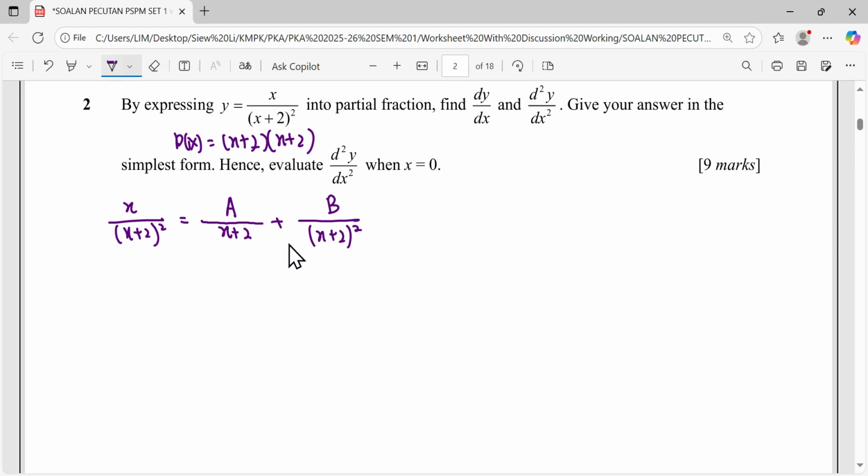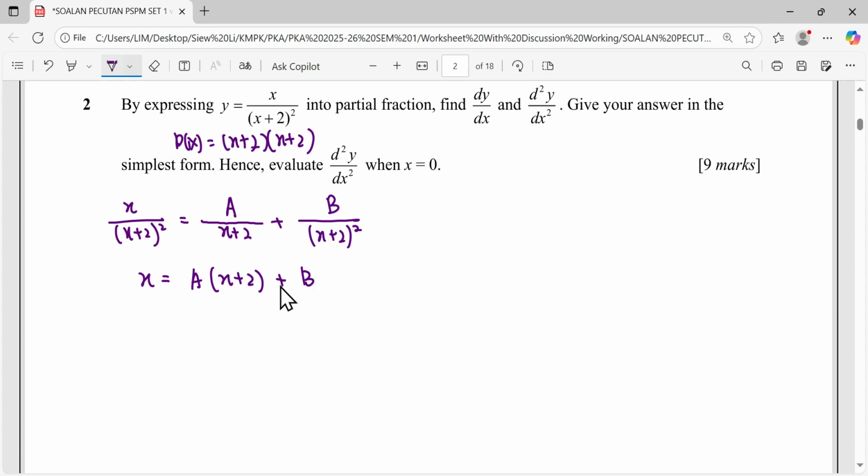So after you identify the format of this partial fraction, we're going to get the same denominator. So you can see this is your fraction originally, and this is your partial fraction. A will multiply with the factor of the denominator that it doesn't have, so it needs an x plus 2. For b here, it's already similar to the original fraction, so b needs no multiplication.